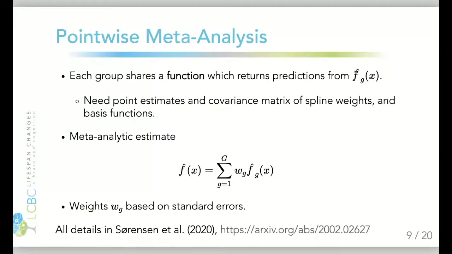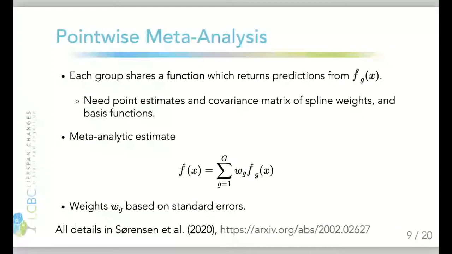And in order to combine these predicting functions from each group, we do a meta-analytic estimate by a weighted sum, where at each point X where we want to estimate the effect, for example, at each age over a grid, we combine the function estimates where the weights are based on the standard errors. And there are lots of details here related to how to optimally combine these functions, how to weigh them, how to compute the p-values, etc. And that's detailed in the paper linked below.